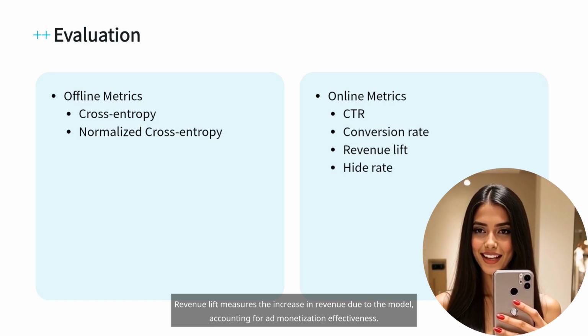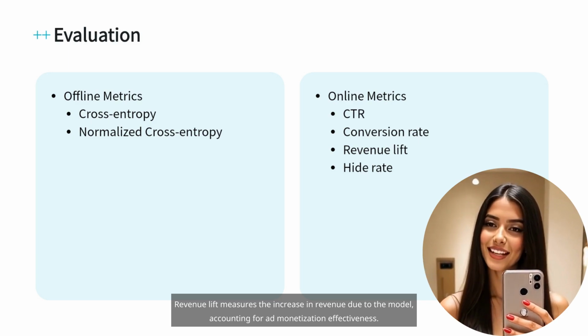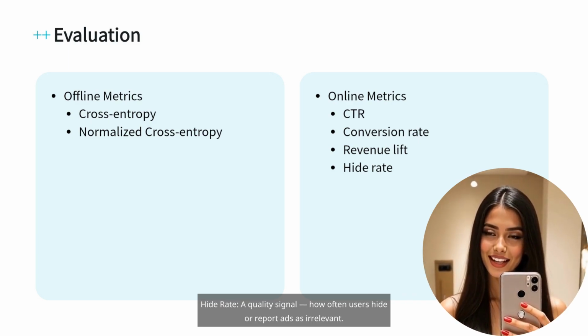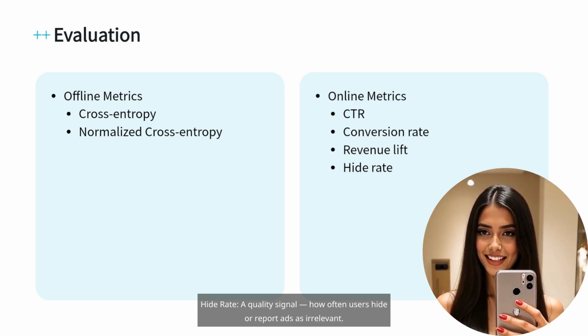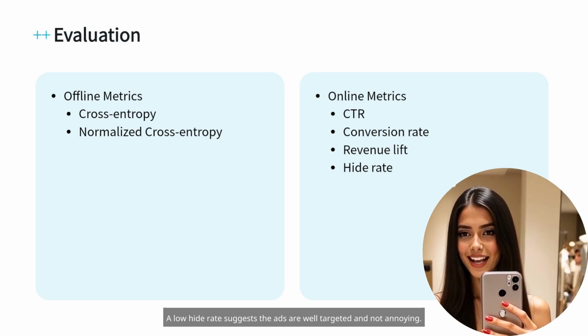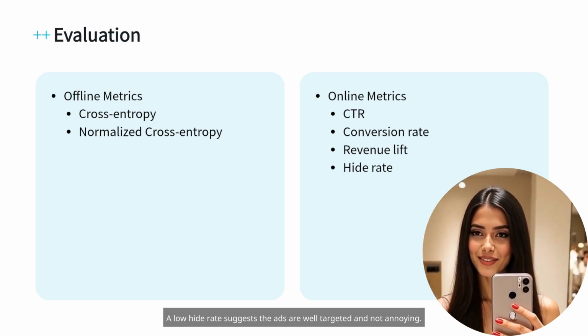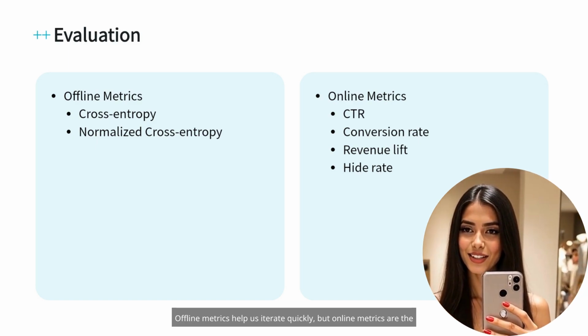Revenue lift. At the end of the day, the business impact matters. Revenue lift measures the increase in revenue due to the model, accounting for ad monetization effectiveness. Hide rate is a quality signal. How often users hide or report ads is relevant. A low hide rate suggests the ads are well targeted and not annoying.